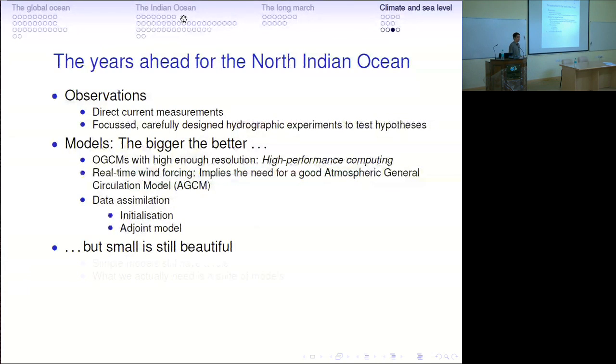But small is still beautiful. So you need high performance computing, you need high resolution models. Simple models will still have a role. And this is the reason you have to study geophysical fluid dynamics if you want to understand why that curve behaves the way it does. I have no background in that effect. My only role in the paper was to get those labels out of the way. Otherwise, I wouldn't have been an author on that. What we actually need is a suite of models.